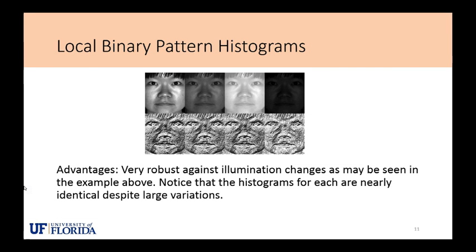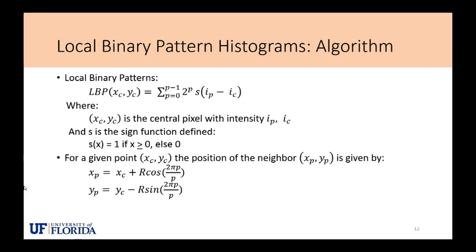The advantage here is that it's very robust against illumination changes specifically. If you look at the example above, there are 4 separate images. It's the identical image, but they've changed the brightness by hand. And typically you would see a lot of different variations, but with local binary patterns, you can see that the histograms of all 4 images are nearly identical. So that's a very strong advantage that the local binary pattern histograms have.